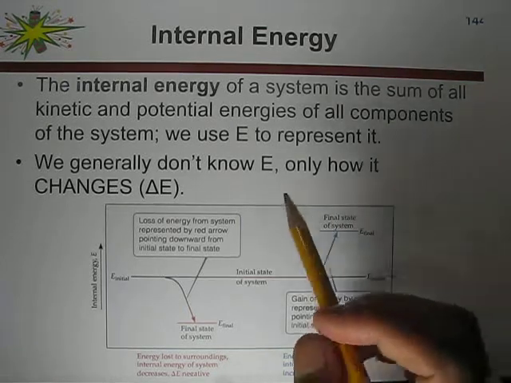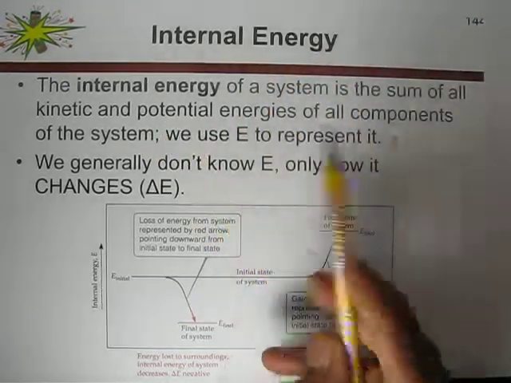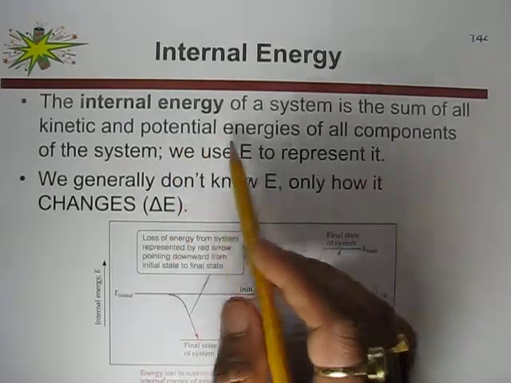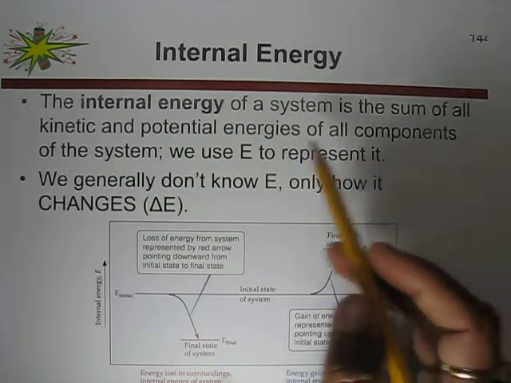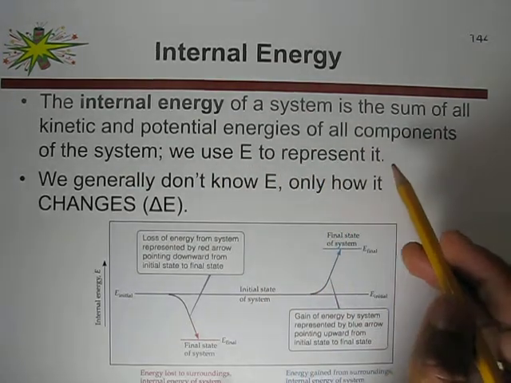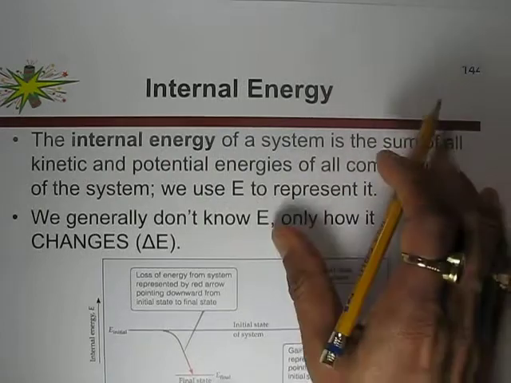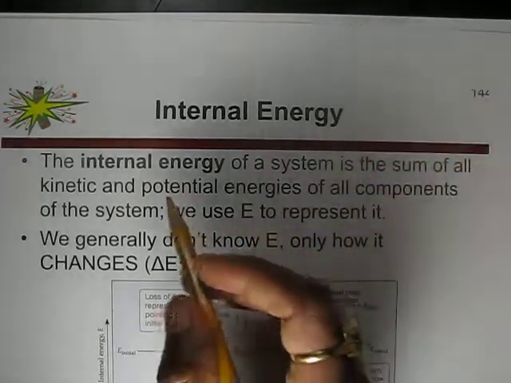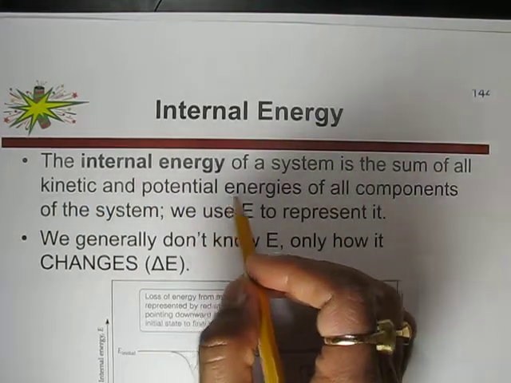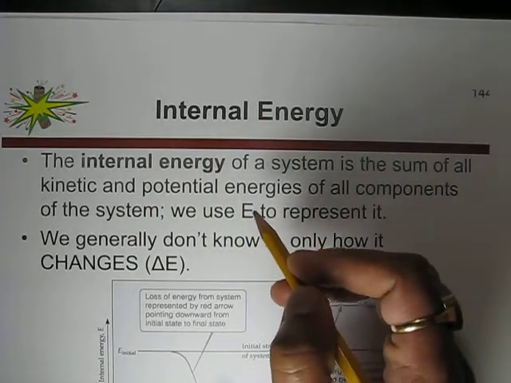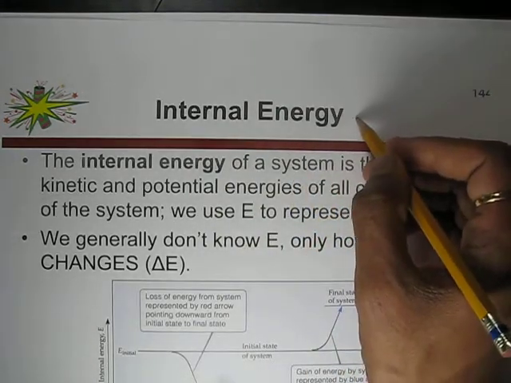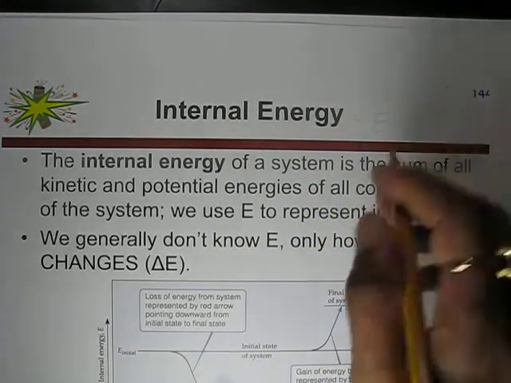So next topic is the internal energy. According to the definition, the internal energy of a system is the sum of all kinetic and potential energies of all components of the system. We use capital E to represent it. Internal energy means total energy of a system, and total energy means all the types of kinetic and potential energies. When you add all together, that equals internal energy, and internal energy is represented by capital E.